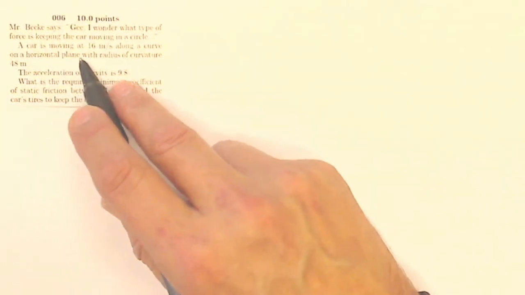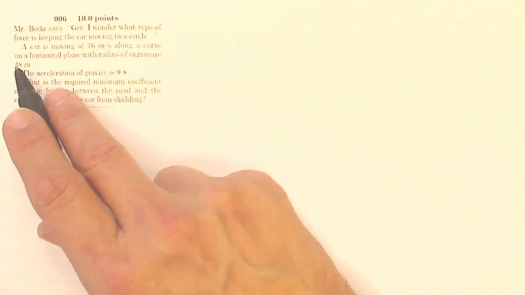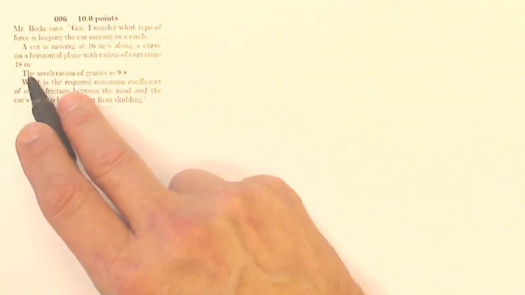This is homework AP Physics number 4.1, question number 6. It says a car is moving at 16 meters per second along a curve on a horizontal plane with a radius of curvature 48 meters.